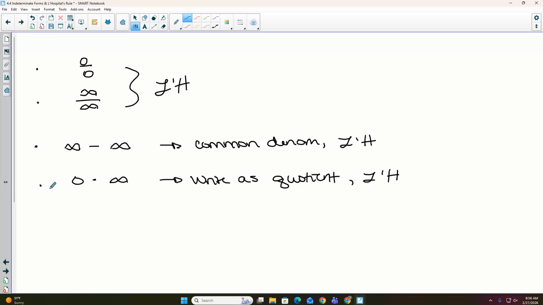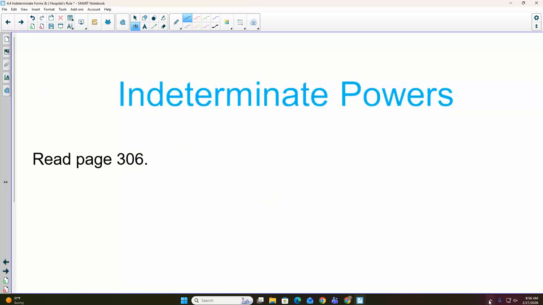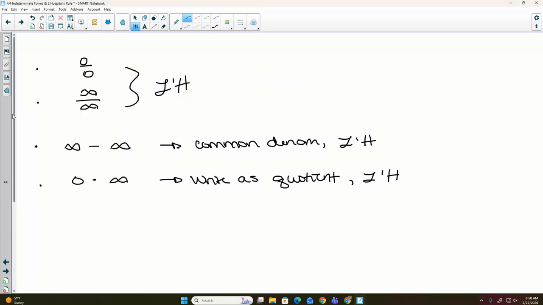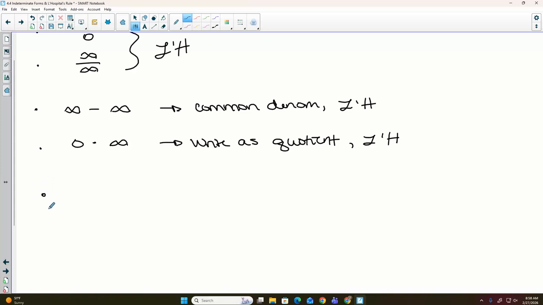Today, we are going to look at the final few indeterminate forms and talk about our strategy for those. So we're going to look on page 306, and we're going to read the indeterminate powers piece. What that's saying is we have 3 other types of indeterminate forms, and these are all things that arise with powers.